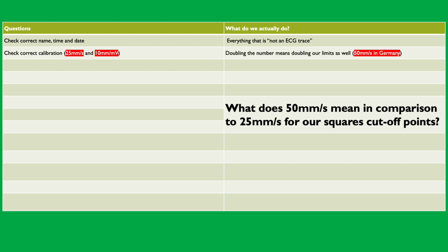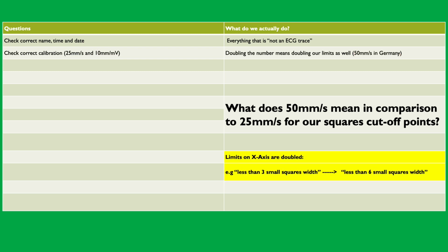So in Germany we have 50, but the international guideline is 25, which they use in England and so on. What does it mean, 50 in comparison to 25? It affects my limits, my cutoff points. If I say QRS is less than 3 small squares when it's 25, how many small squares will this one be? 6. Yeah, exactly, so doubling. Basically you double the limits on the width, but the height, the millivolt, is the same.